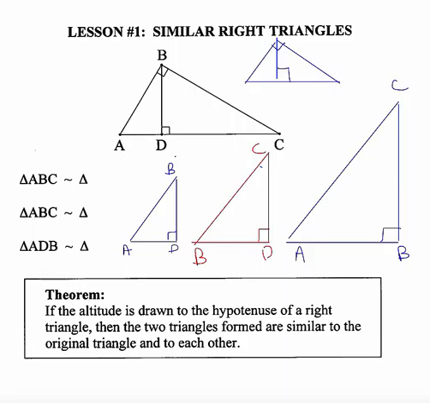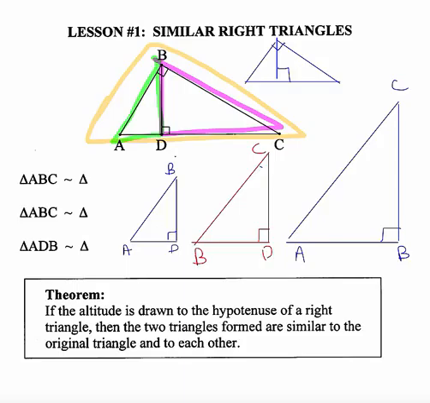So what I have is drawn ABC and drawn the altitude from point B down to D. Now, definition of altitude means it's going to make a right angle. And you'll notice that we get three different triangles when we do that. We get ADB, we also get BCD, and then we have the original triangle that we started with, which was ABC.